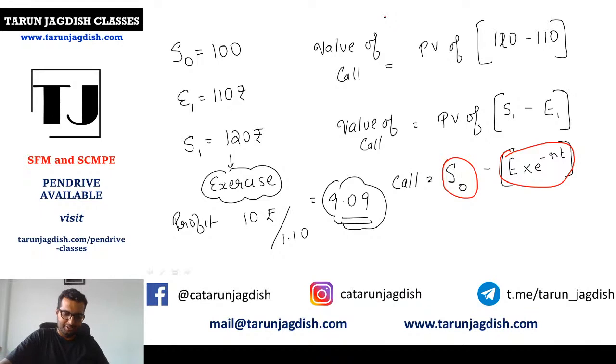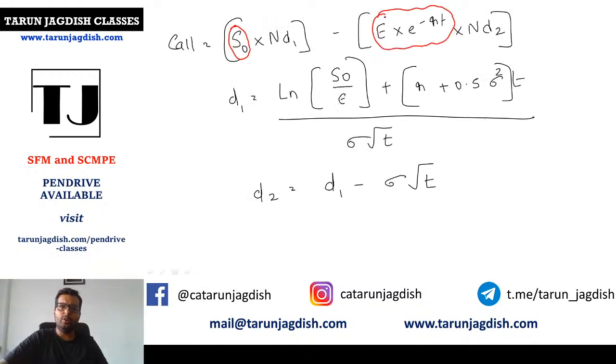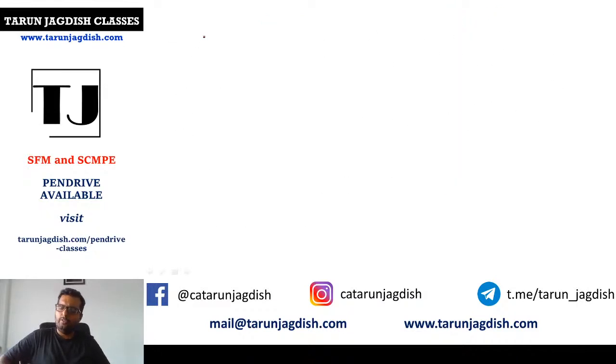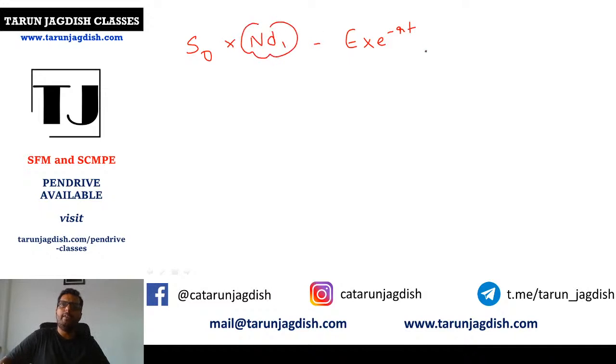Alright, friends, have you put up till here in your books now? Let's do one thing. If you have done till here, now I will go. The only part left for me to explain is what is this ND1 and what is this ND2. I will explain that also. We understood why we are doing S0 minus E into e raised to minus RT. What they do by putting this ND1 and here by putting ND2, these are basically probabilities.